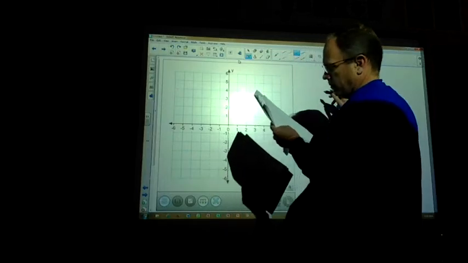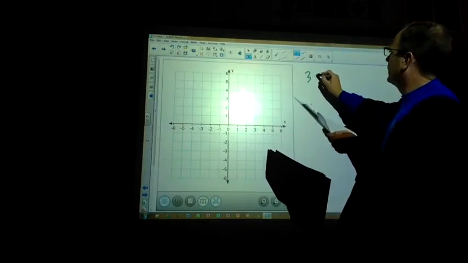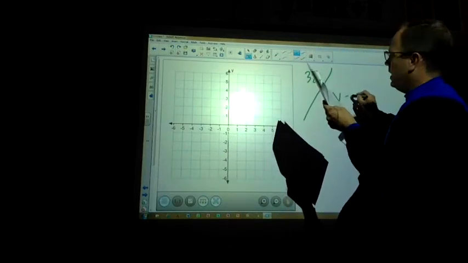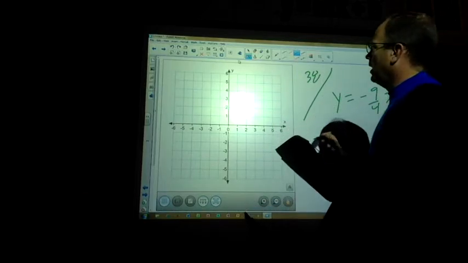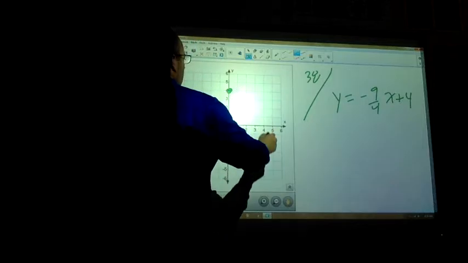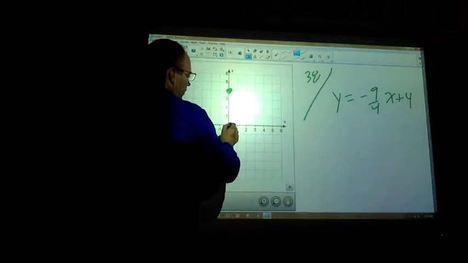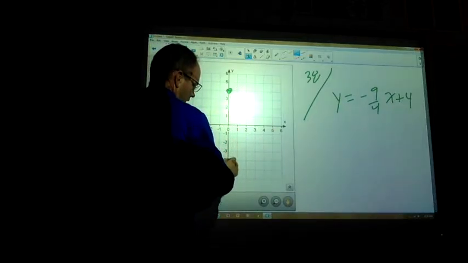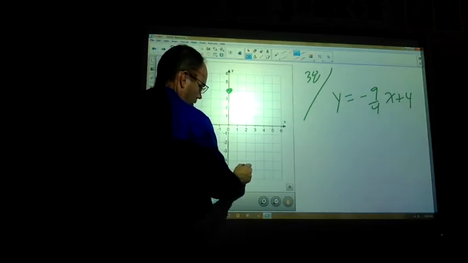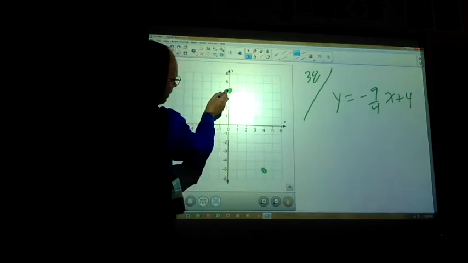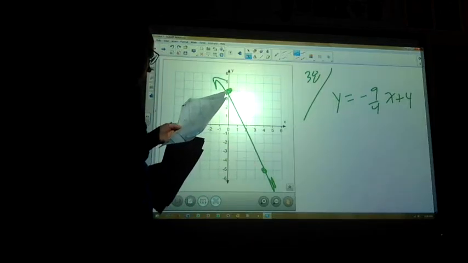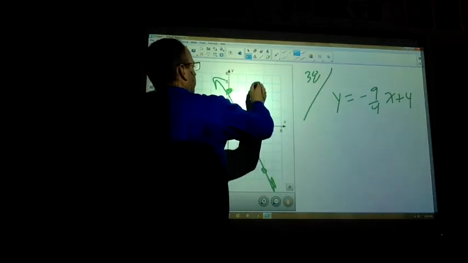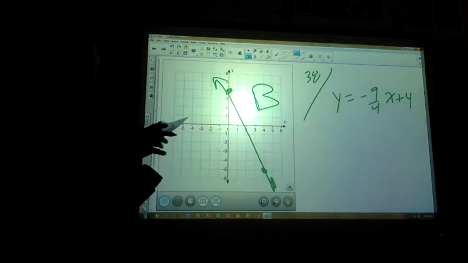38. Y equals negative 9 over 4x plus 4. My y-intercept's 4. My slope is down 9. 1, 2, 3, 4, 5, 6, 7, 8, 9 over 4. What letter? B. B as in boy? Boy.